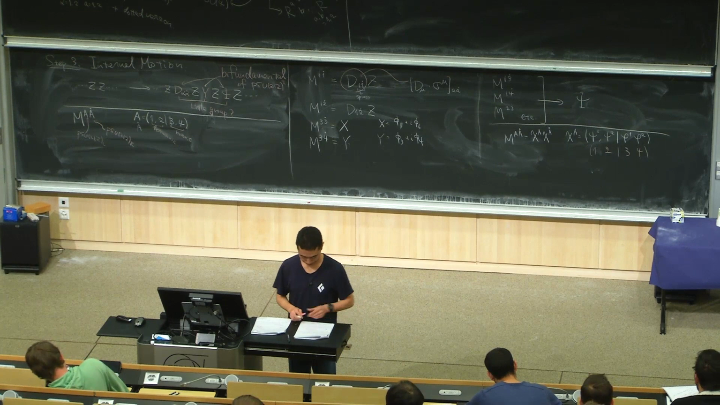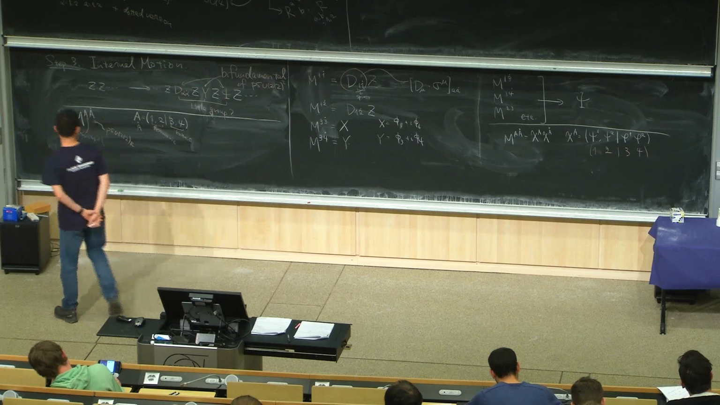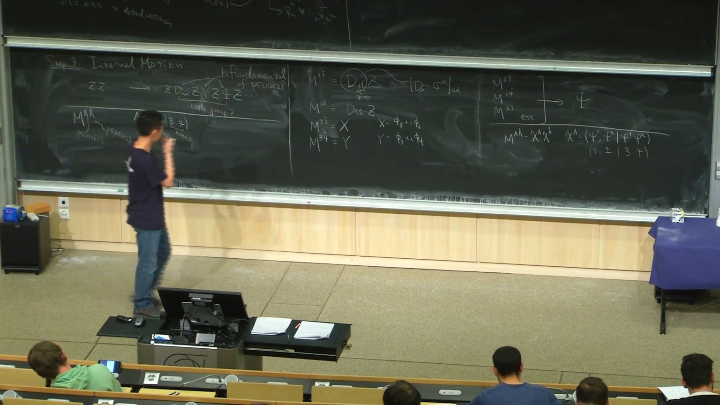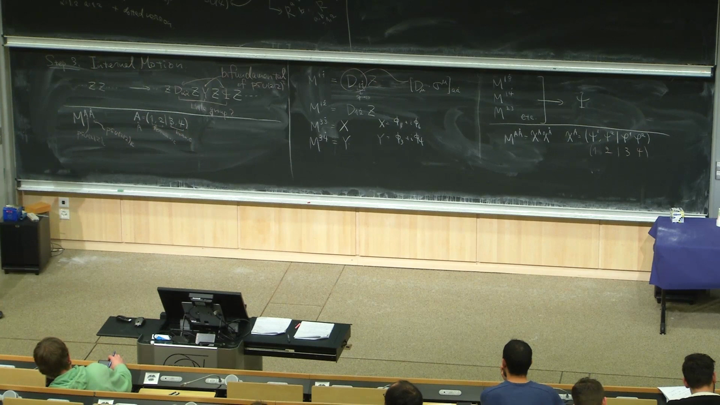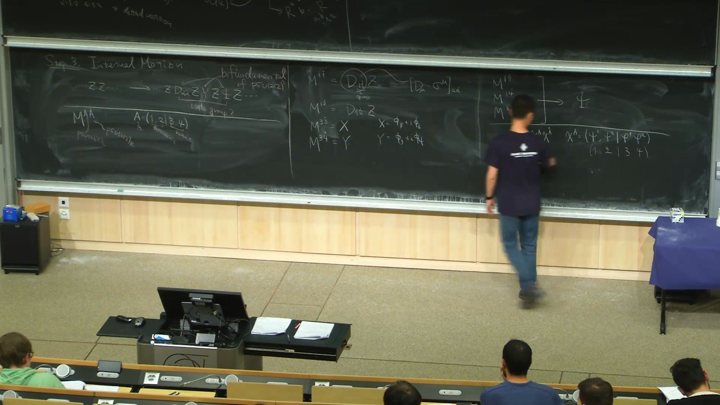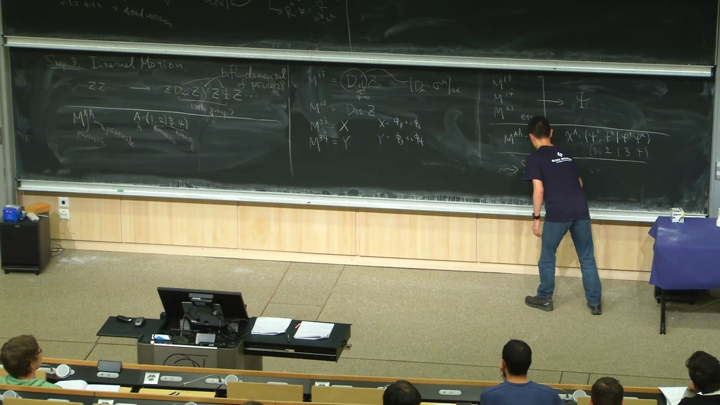So now I classify the internal motion using the little group. And so now we know that this is the group which allows you to classify the constraint on the two-point function. But this is unfortunately not very powerful. So this gives you some constraint, but not much, even if you use the little group.